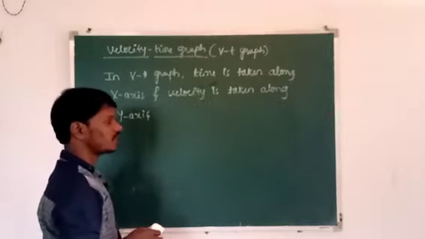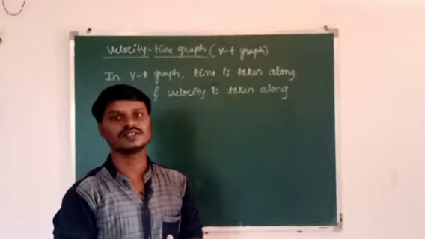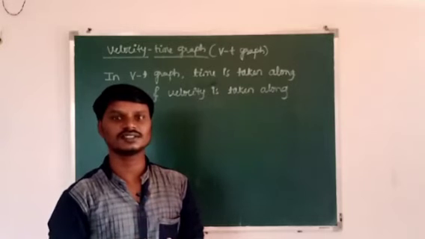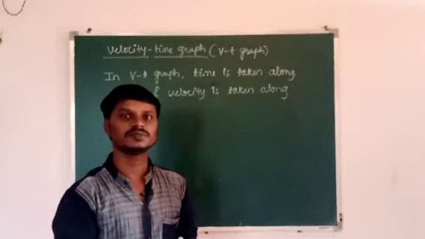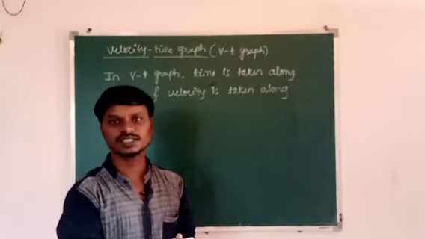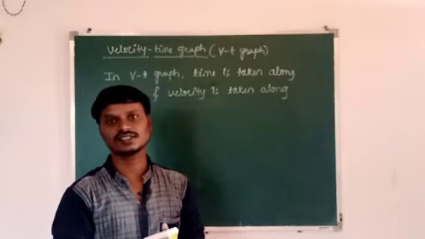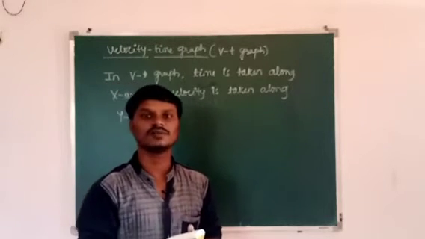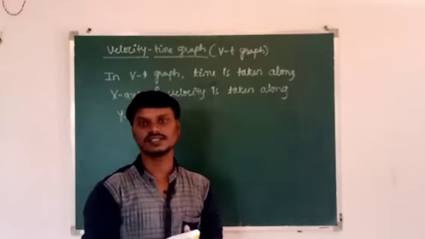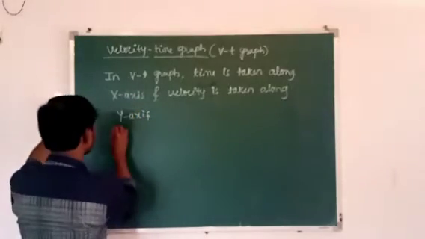Okay, so let us draw the velocity versus time graph for several cases here. For example, if the object is moving with uniform velocity, what is the nature of velocity versus time graph? If the object is moving with uniform acceleration, what is the nature of velocity versus time graph? If the object is moving with increasing acceleration, then what is the nature of velocity versus time graph? And also, if the object is moving with decreasing acceleration, then what is the nature of velocity versus time graph? Let us discuss one by one.